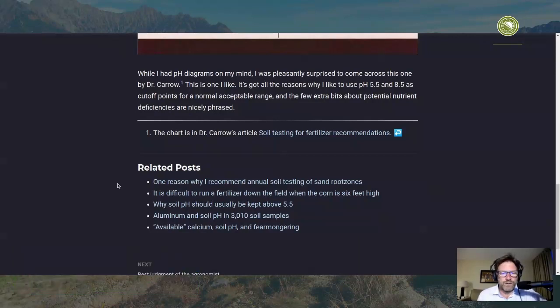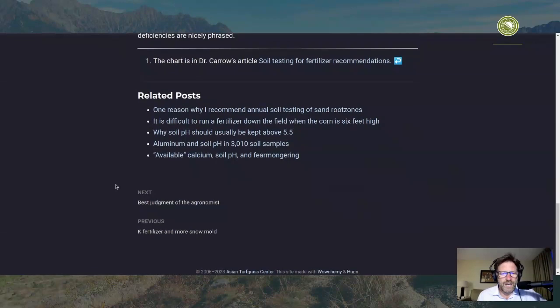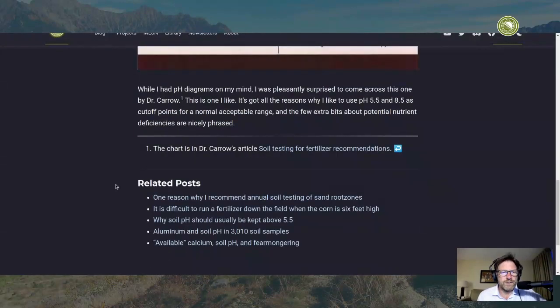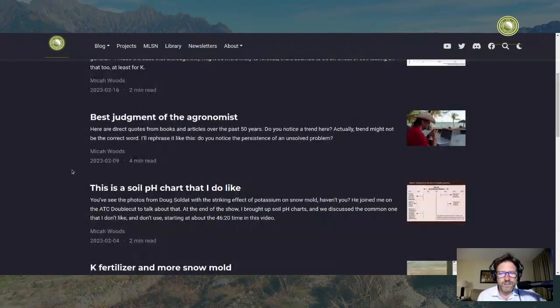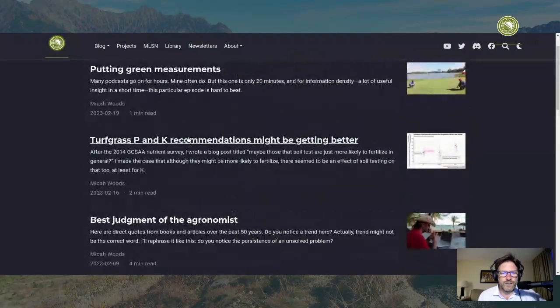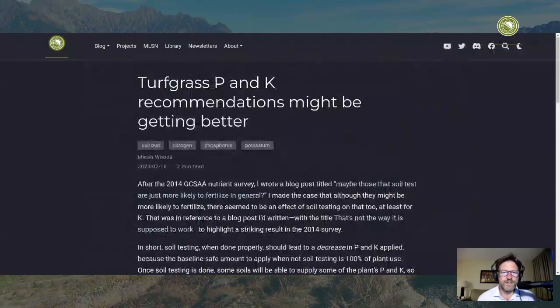Now, I want to jump to the next post. The next post that I want to talk about. So that was about pH. And then the next one is about turfgrass phosphorus and potassium recommendations.